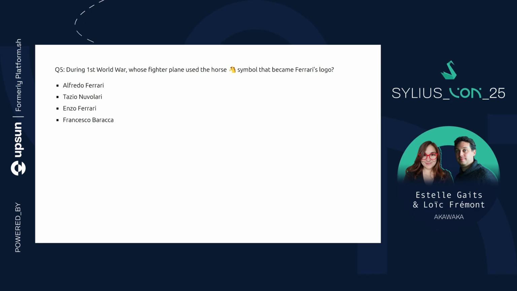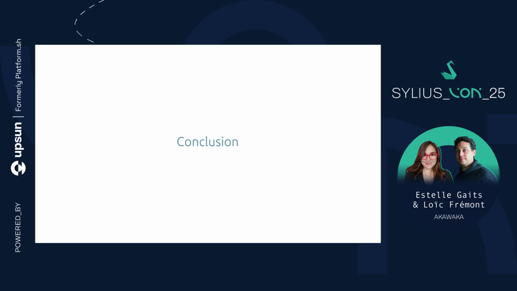This is how I know if you've qualified for the race. So is it Alfredo Ferrari? Tazio? No. Enzo Ferrari? Okay. And Francesco Baracca? I have 4 winners, I think. Congratulations. It's actually Francesco Baracca, but I thought it was Enzo Ferrari too. So yeah, congratulations. If you got 5 out of 5, you've qualified for the race. You've won absolutely nothing but knowledge, so you're welcome.